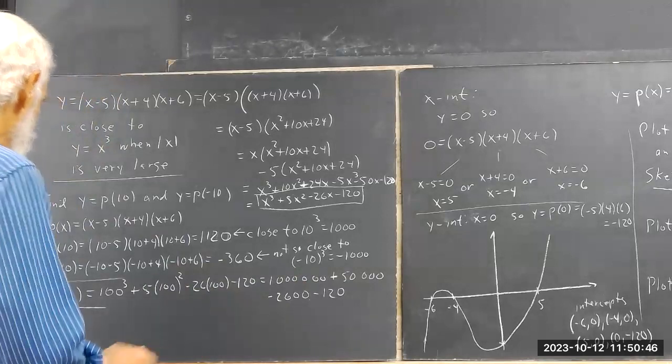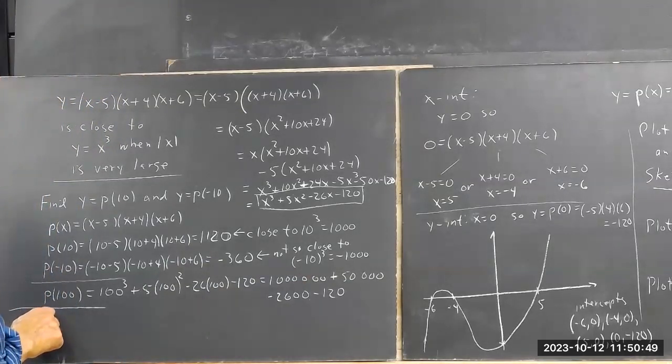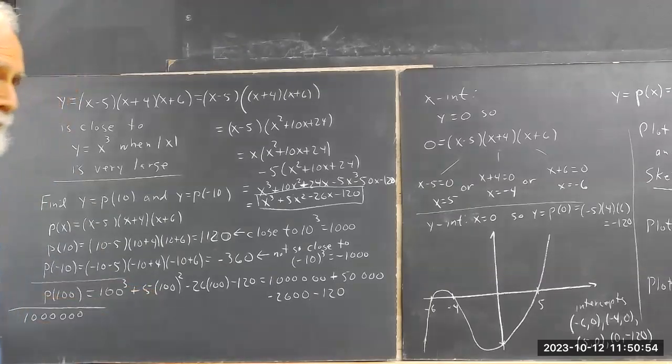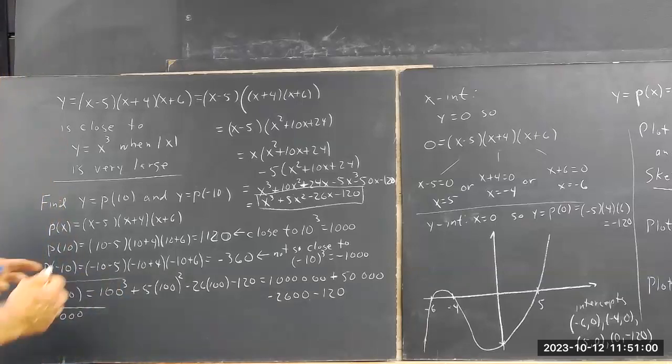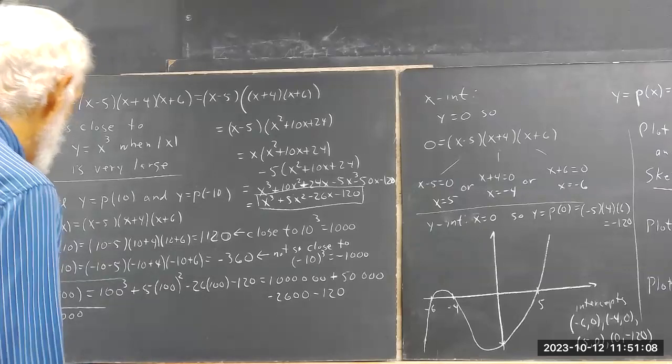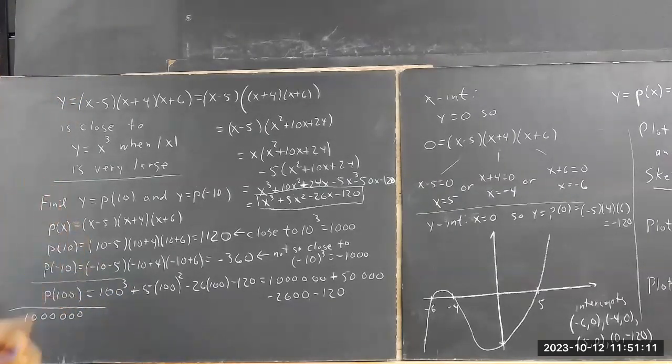Now, everybody should have known in 5th grade how to multiply by 100. Every time you multiply by 100, you add 2 zeros on the end. Whether you know that or not, you can multiply it out the long way. You get 1 followed by 6 zeros. And you square 100, you get 1 followed by 4 zeros, and you multiply that by 5, and you get 50,000. And then you get 2,600, and then you get negative 120.